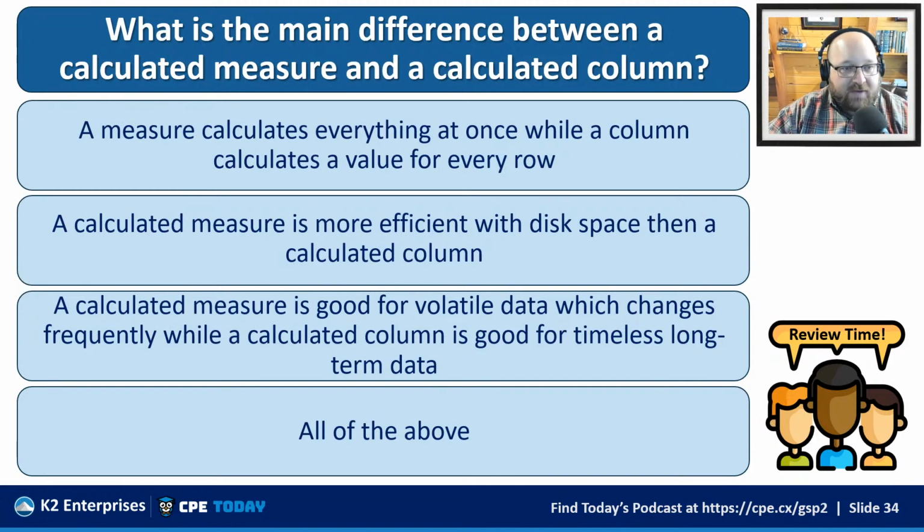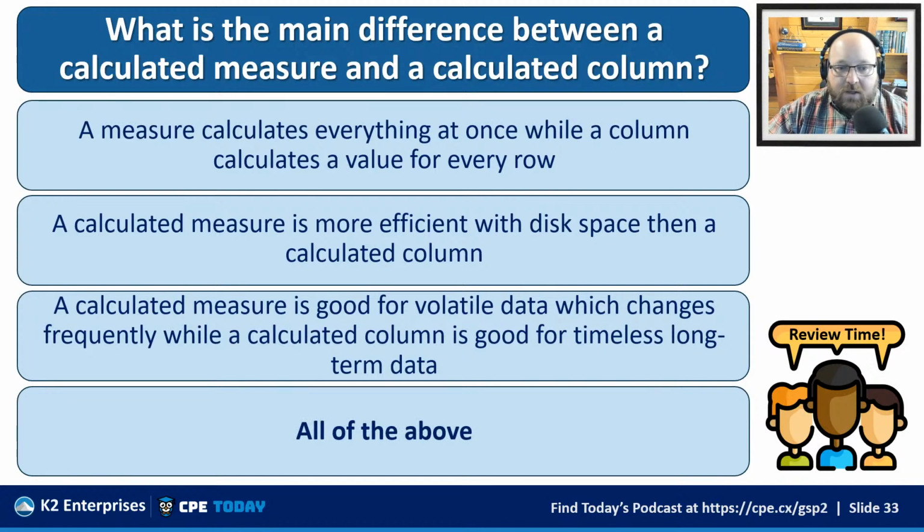That is correct. A calculated measure is more efficient with disk space than a calculated column. That is also correct. Reason being is that it doesn't have to store every single row with a record. It just does it all and stores one value. A calculated measure is good for volatile data, which changes frequently, while a calculated column is good for timeless long-term data. That is also correct. And the correct answer here is all of the above.